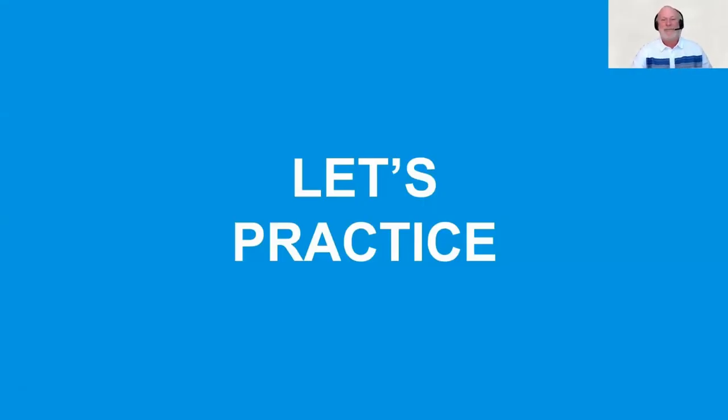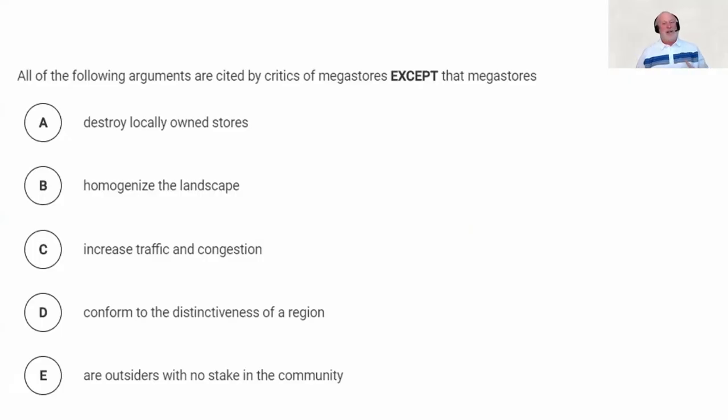So let's practice. Right now, this is a bit of a challenging question because this is a little bit out of nowhere. All of the following arguments are cited by critics of megastores. You might ask, well, what's a megastore? These big box retailers that are like category killers. They sell one kind of thing and they dominate that particular type of commercial activity, like a Bass Pro Shop or a Super Walmart or the big warehouse superstores. Those are megastores.